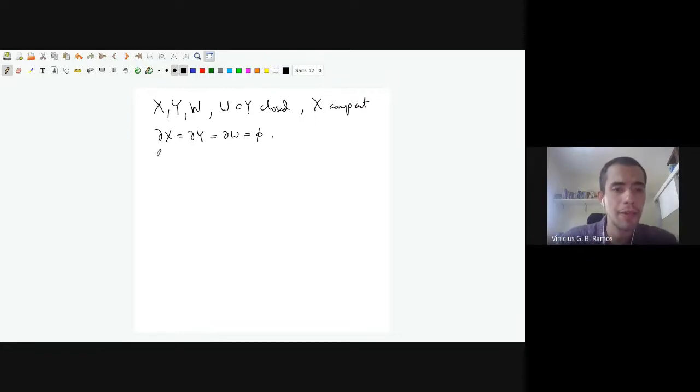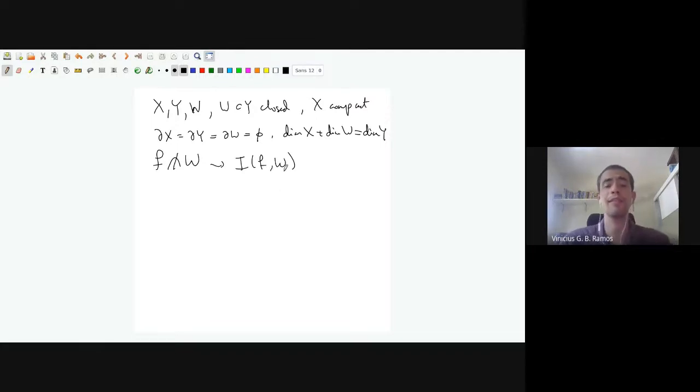And then we also had the dimension condition. So if the dimension of X plus the dimension of W equals the dimension of Y, and if f is transverse to W, then we can define the intersection number of f with respect to W, which is basically the signed count of points in the preimage of W.